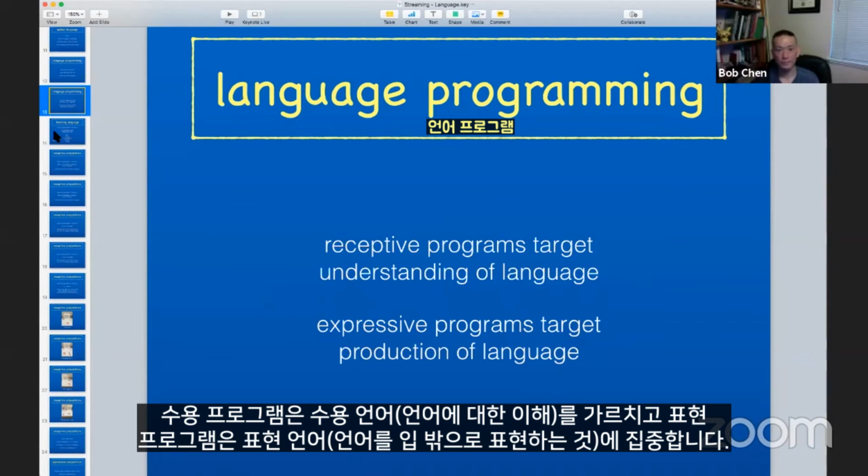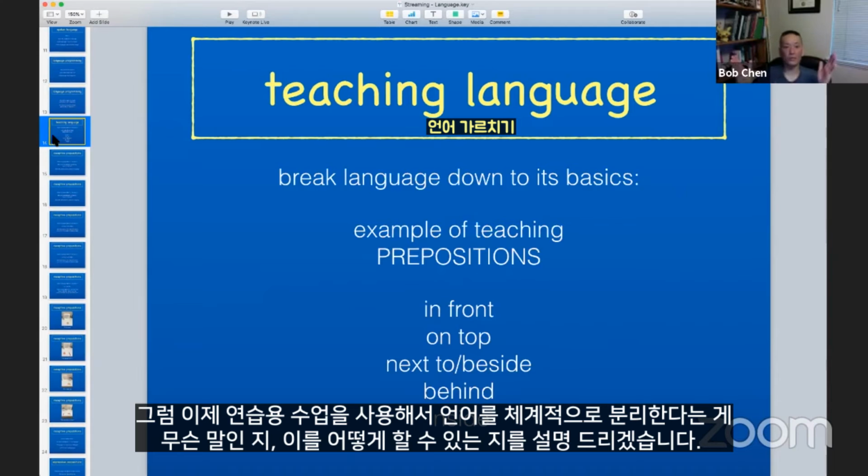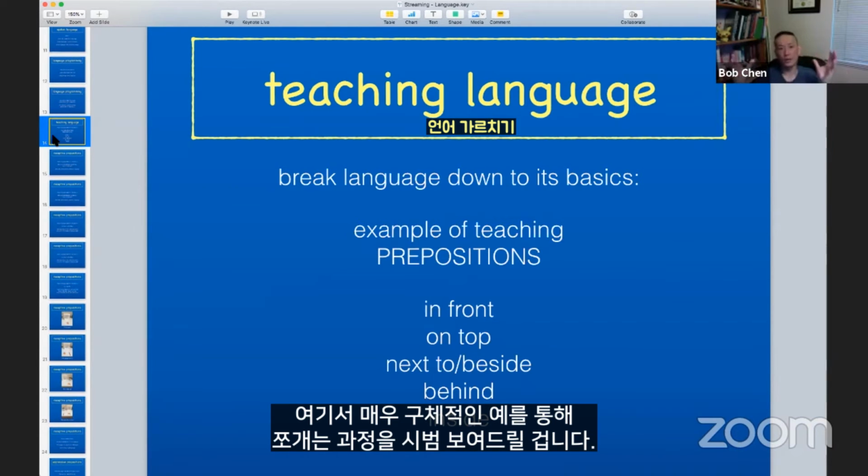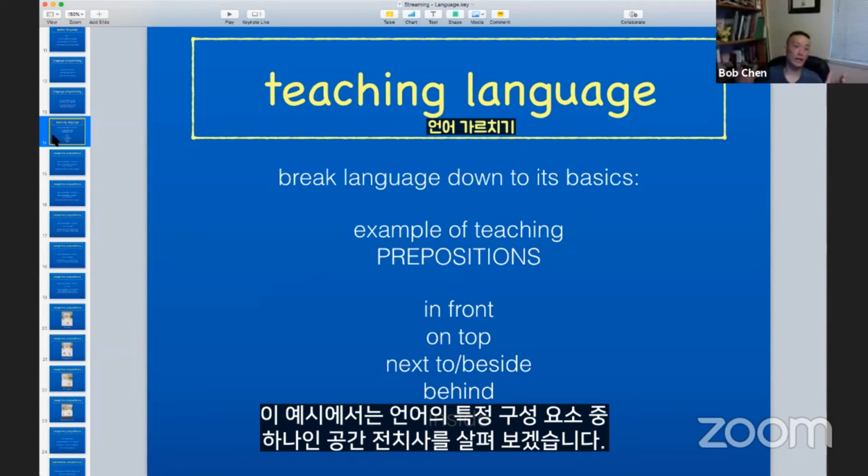We're going to go through an exercise and show everybody what we mean by breaking language down and how you go about doing it. We're going to use a very specific example of how we might do that. Let's take a look at one specific component of language, called spatial prepositions.